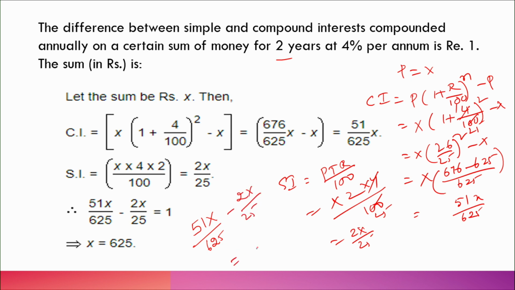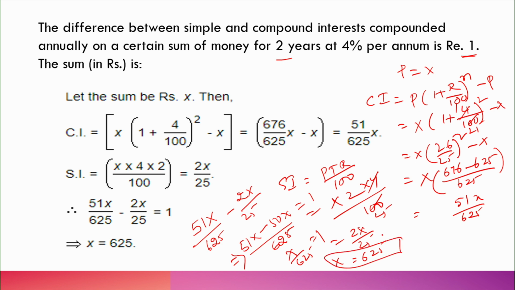So the difference between these two, simple interest and compound interest, that is 51x by 625 minus 2x by 25. We are going to take the LCM of 625 and 25, which is 625, as you know. So, 25 into 2x is 50x, so 51x minus 50x by 625, which is given as 1 rupee, correct. 51x minus 50x is x, so x by 625 is equal to 1, or x is equal to 625 rupees. So the principal amount is 625 rupees.